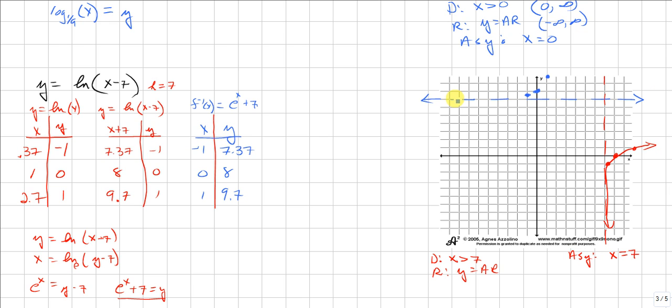And then this graph will come along like this and swing up. The domain of that graph will be x equals all reals, and the range of the graph will be y greater than 7.